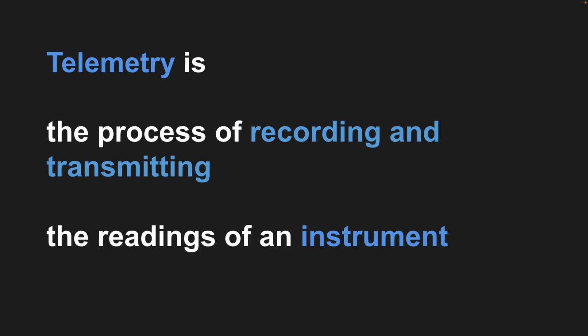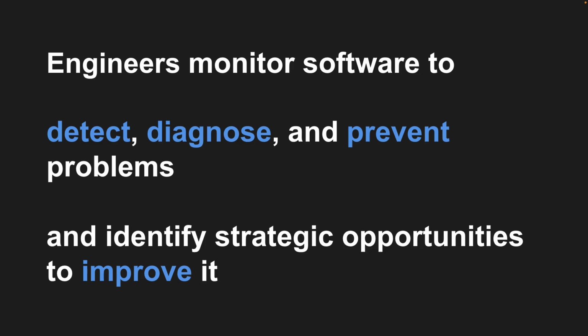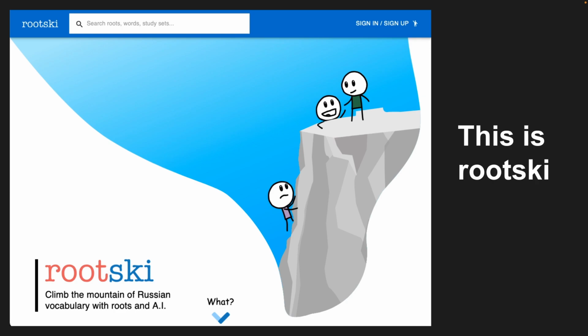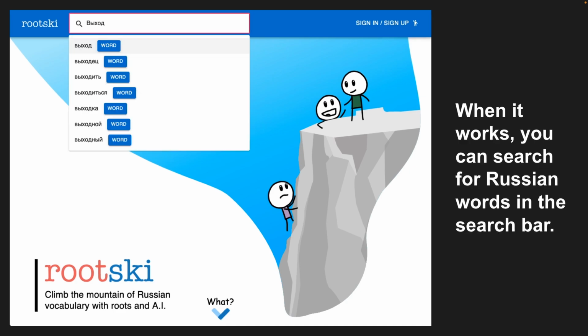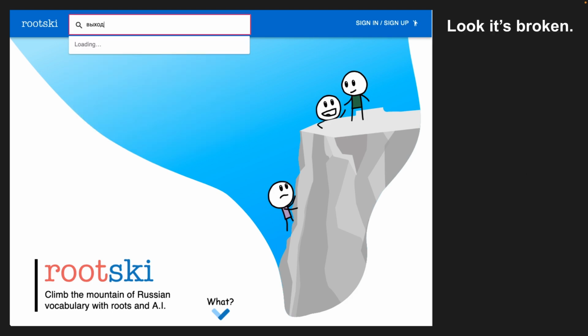All right, we've talked about some systems. We talked about the human body. We talked about a rocket. Software engineers monitor software systems to detect, diagnose, and prevent problems in their software and identify strategic opportunities to improve it. So, for example, this is an app that I built called Rootski. When it works, Rootski has a search bar that you can use to search for Russian words. And if you click on one, you can learn about the roots in that Russian word, which is a nice tool for studying Russian. But look, Rootski's broken.